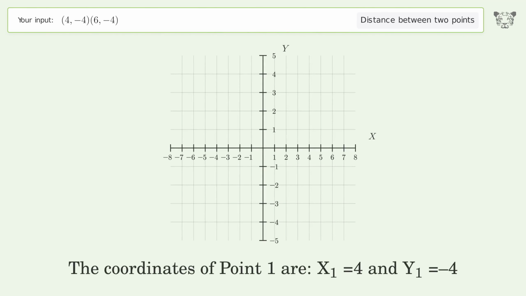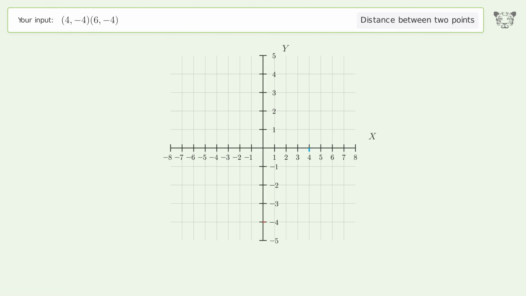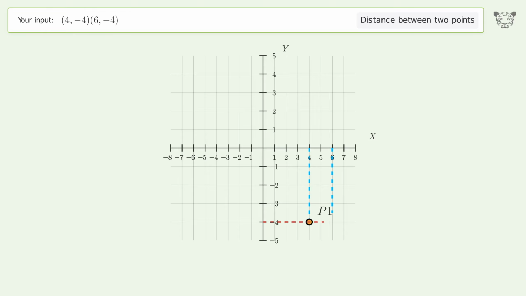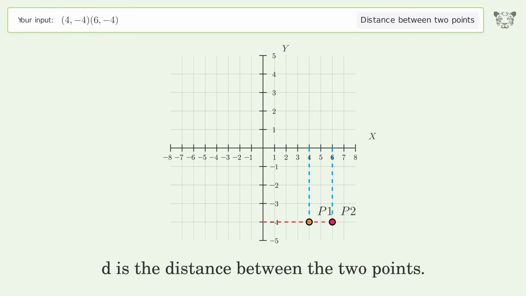The coordinates of point 1 are x1 equals 4 and y1 equals -4. The coordinates of point 2 are x2 equals 6 and y2 equals -4. D is the distance between the 2 points.